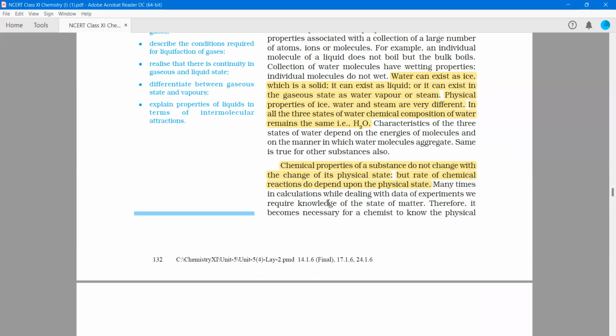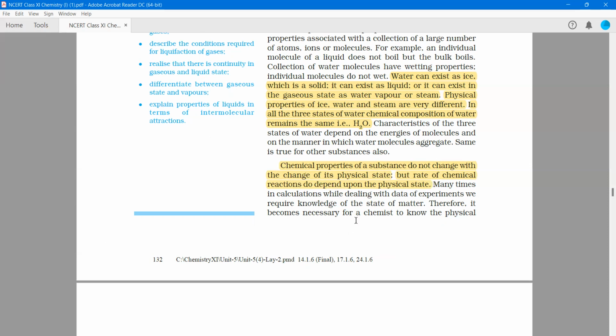So many times in calculations, while dealing with data of experiments, we require knowledge of the state of matter. When you write an equation, a very simple equation, you need to mention the state of the compound you are taking. Supposing you are taking A and B, and you are getting C in the reaction, then you must know the states of A and B, and when you get C, what the state of C is.